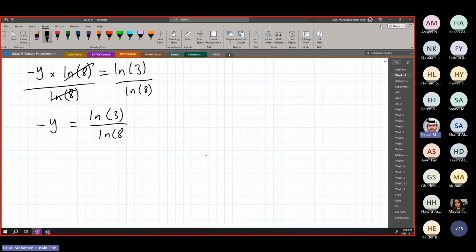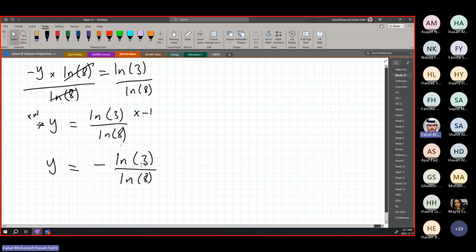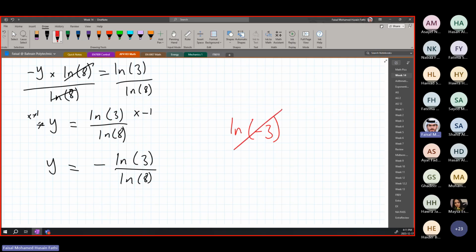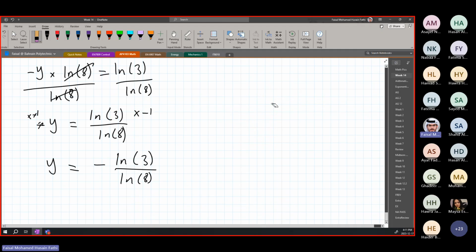What we can do now is multiply both sides by minus 1 so we get rid of the minus. So the minus and minus will cancel here. We will get y is equal to minus ln of 3 over ln of 8. Keep in mind, this minus should be on the outside. You can never have ln of minus 3. This is a math error. It is undefined, getting the ln of 0 or a number less than 0. That's how you find it. And now I found y. Very simple, very easy. You got it, Hassan?